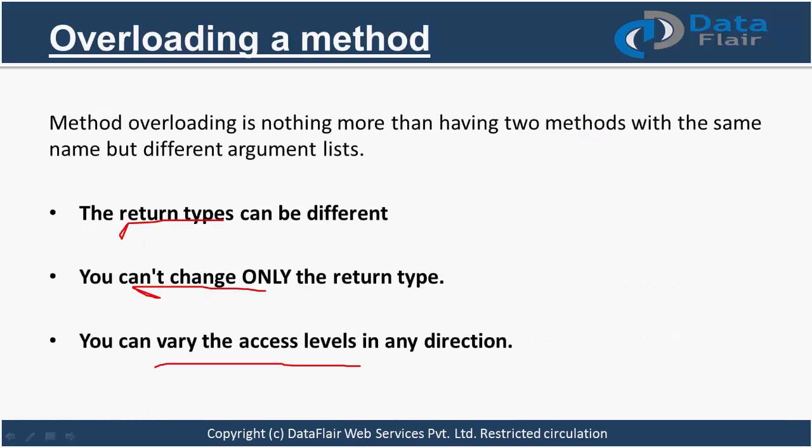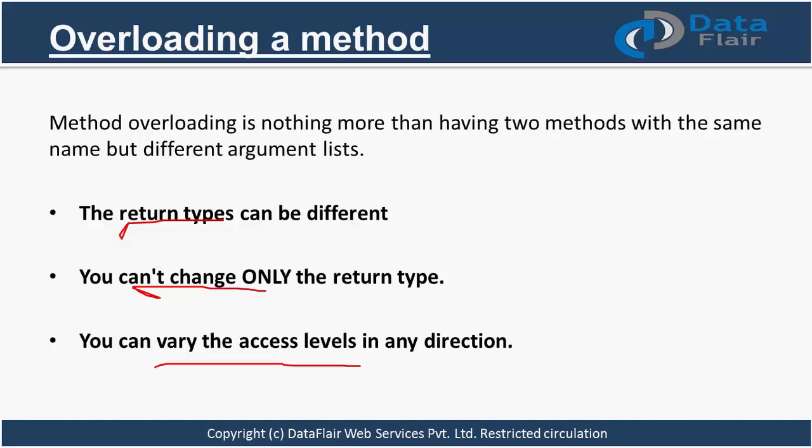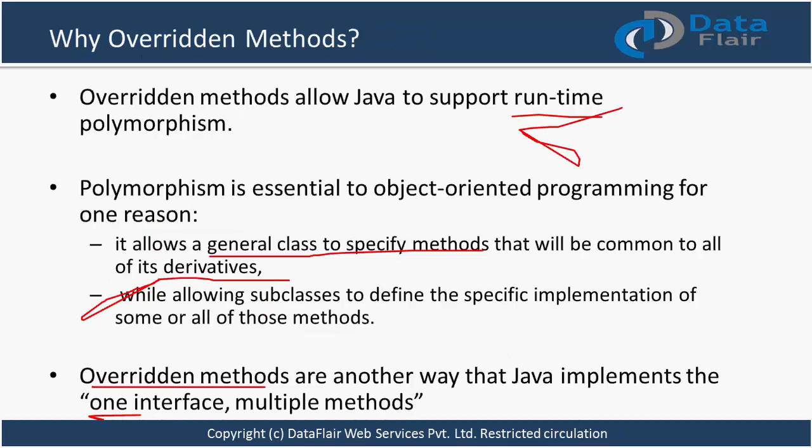So first, polymorphism has two types, overloading and overriding. What is overloading? Two or more methods with the same name but a different number of parameters is called overloading. Points to remember: if you change only the return type, that will not work, and you can have the access level in any direction. In overriding, it is the same name and same number of parameters, but in different classes, and both these classes should be linked with inheritance. It provides you a feature which is one interface and multiple methods.